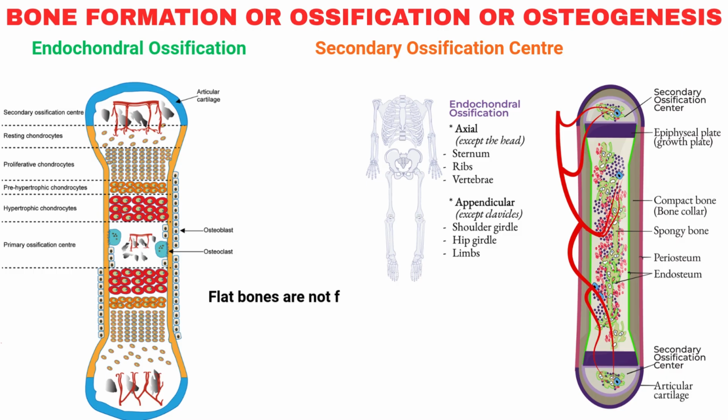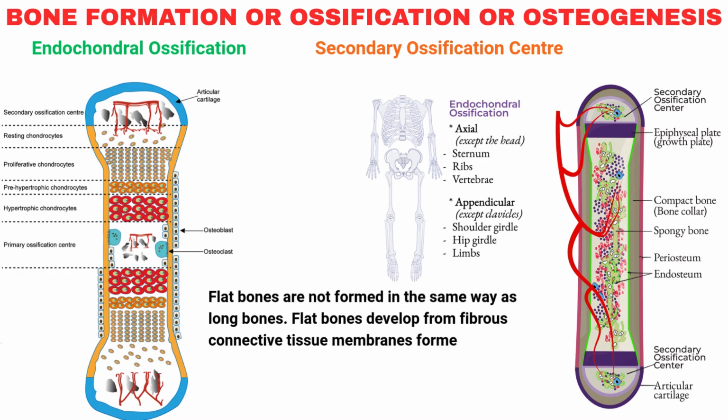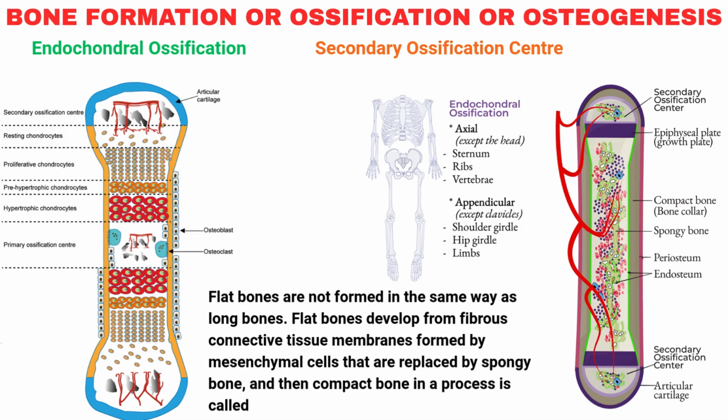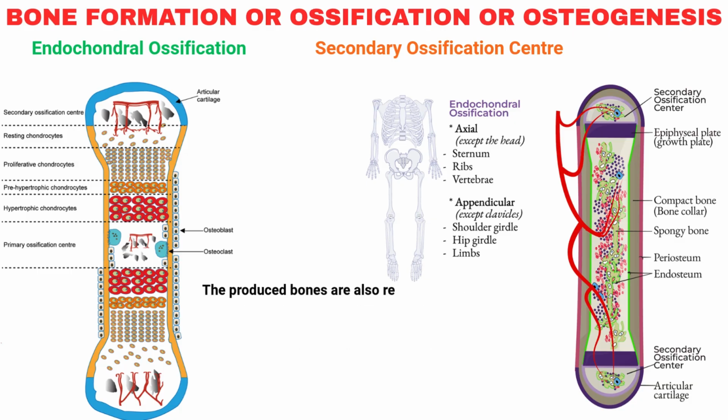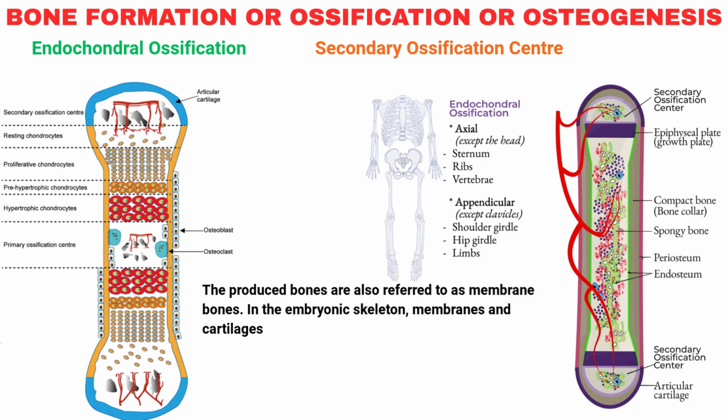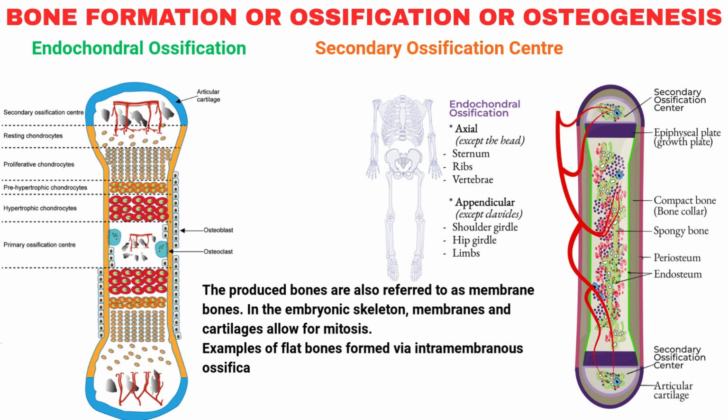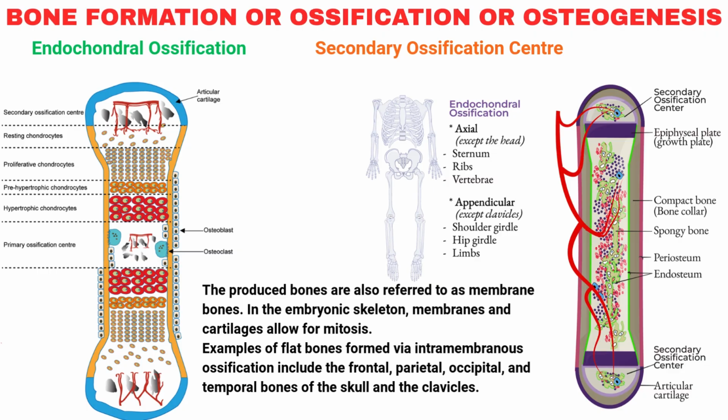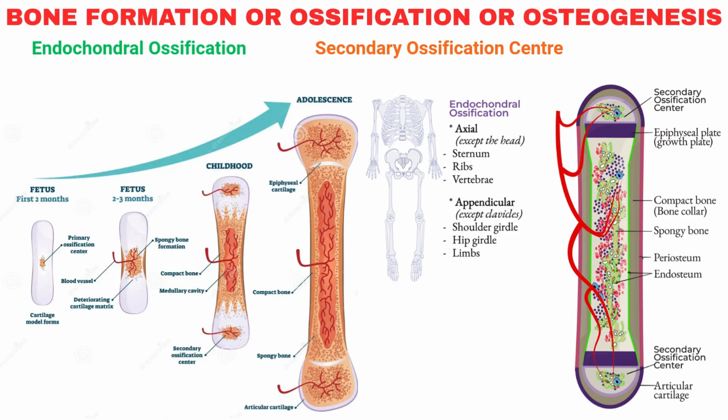Flat bones are not formed in the same way as long bones. Flat bones develop from fibrous connective tissue membranes formed by mesenchymal cells that are replaced by spongy bone and then compact bone in a process called intramembranous ossification. The produced bones are also referred to as membrane bones. In the embryonic skeleton, membranes and cartilages allow for mitosis. Examples of flat bones formed via intramembranous ossification include the frontal, parietal, occipital, and temporal bones of the skull and the clavicles. Ossification begins at about 8 weeks of gestation.